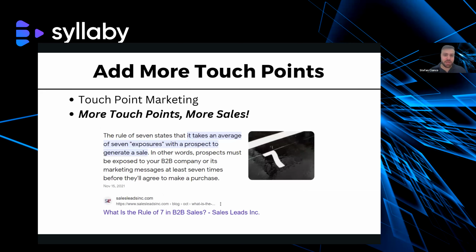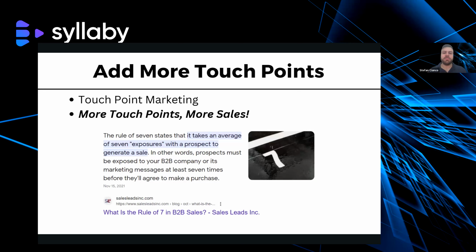What's a touch point? A touch point is basically another way to get in touch with a potential buyer about your product or service. What's interesting is there's something called the rule of seven. The rule of seven states that it takes an average of 7 exposures with a prospect to generate a sale. In other words, prospects must be exposed to your B2B company or marketing messages at least 7 times before they'll agree to make a purchase.